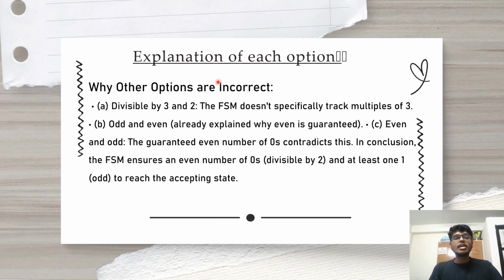The other options are incorrect. Option A, divisible by 3 and 2: the FSM doesn't specifically track multiples of 3. Option B, odd and even: already explained why even is guaranteed. Option C, even and odd: the guaranteed even number of zeros contradicts this. In conclusion, the FSM ensures an even number of zeros and at least one 1 to reach the accepting state.